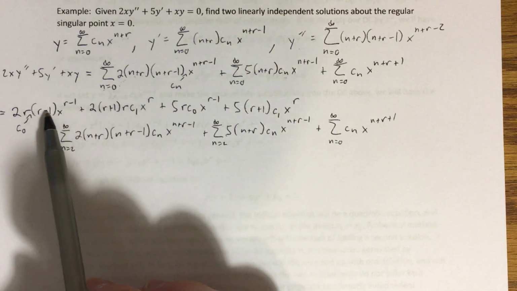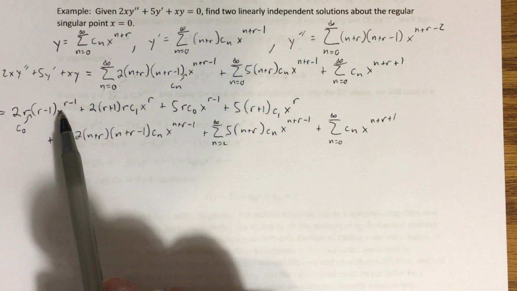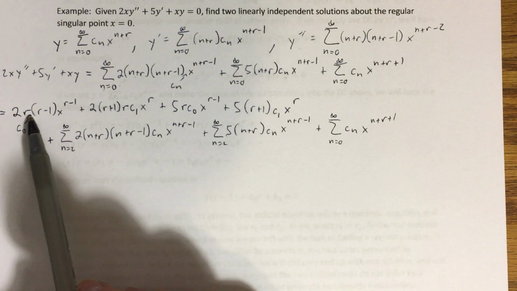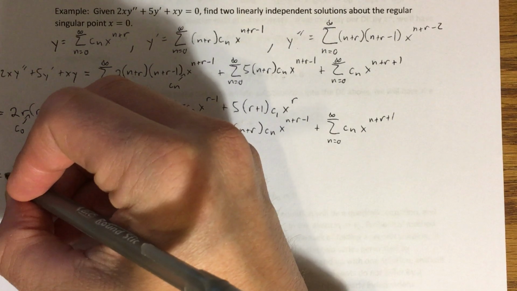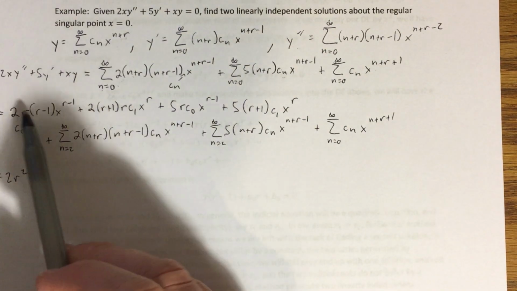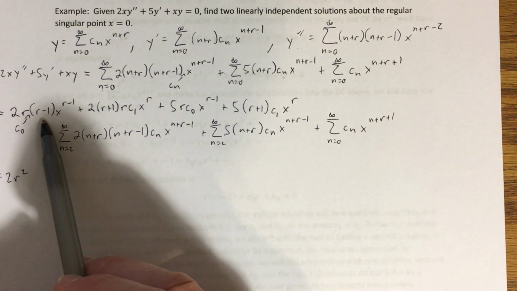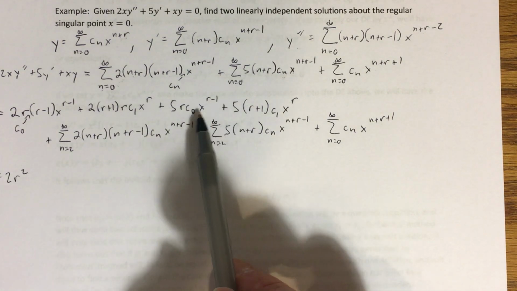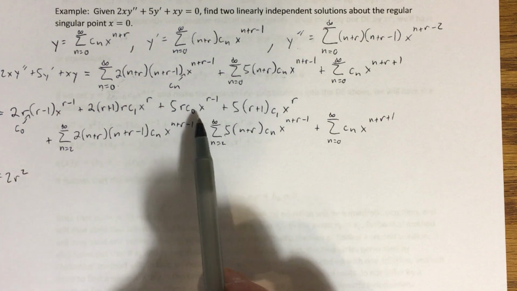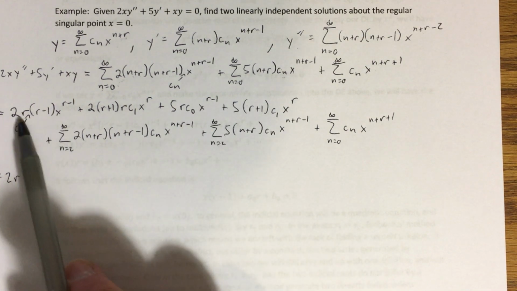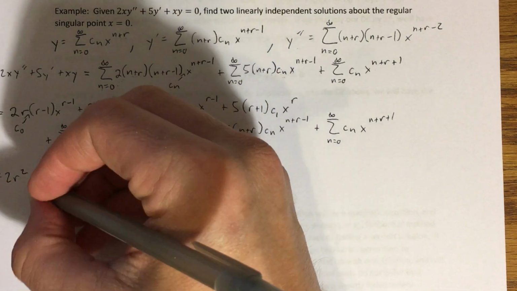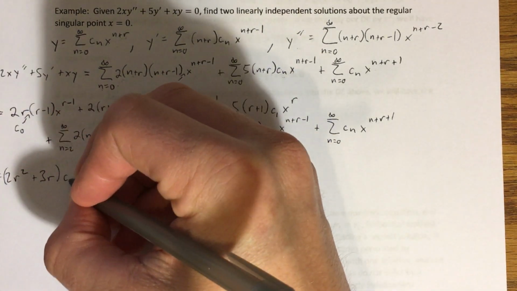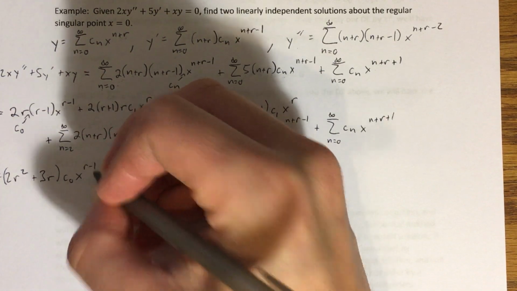So first of all, with these terms that we pulled out, I can collect the x to the r minus 1 terms first. So notice if I were to distribute this 2r in, I'm going to get 2r squared, and then 2r times negative 1 is negative 2r. But notice I'm going to end up combining this term with this term, because they both have a c naught x to the r minus 1 in them. So that minus 2r plus this 5r is going to give me plus 3r. And then I'm going to have c naught from both terms, x to the r minus 1.